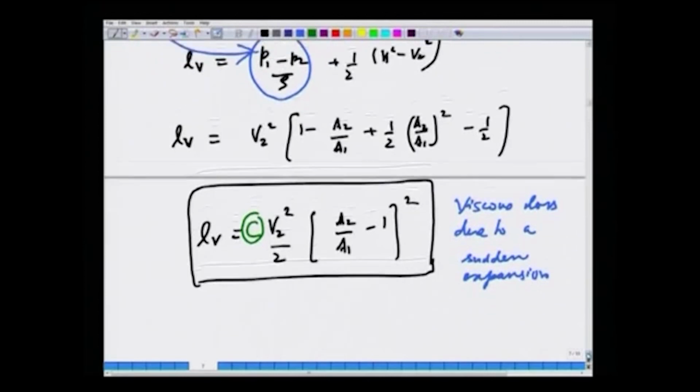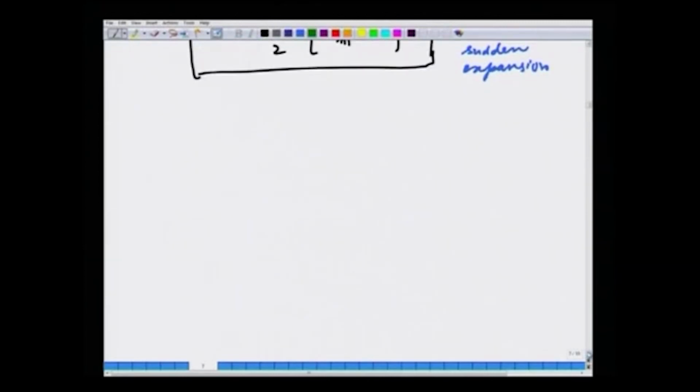So, this is one example of an application of integral balances where we have not just applied one balance, but a combination of mass, momentum and energy balance towards obtaining the viscous losses in a sudden expansion. Okay.